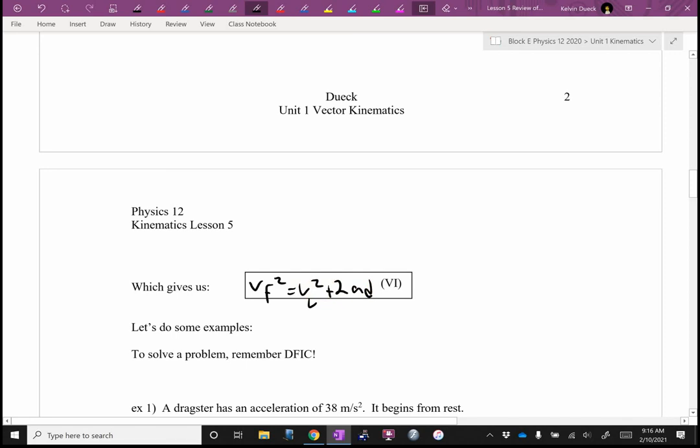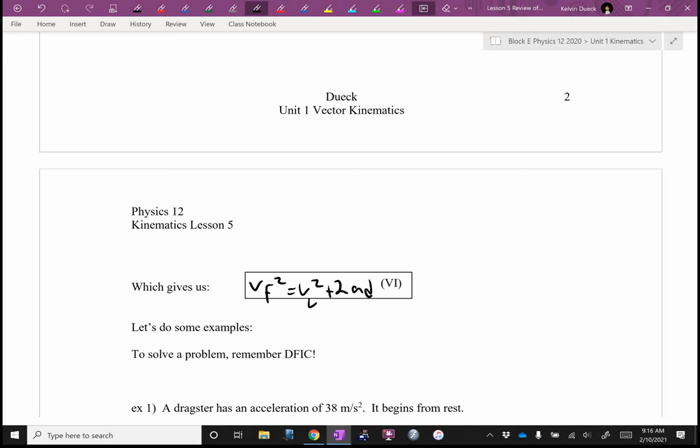So both of those equations, D equals VIT plus a half AT squared and VF squared equals VI squared plus 2AD, come out of the concept of distance equals average velocity times time and our definition of acceleration as VF minus VI over T, either getting the T by itself or the VF by itself and substituting them into each other.